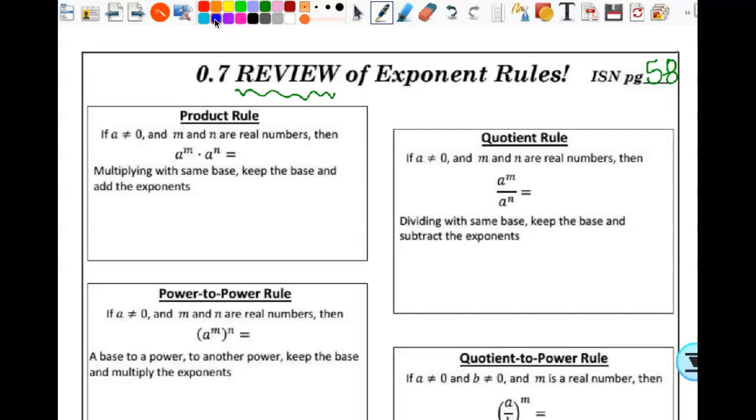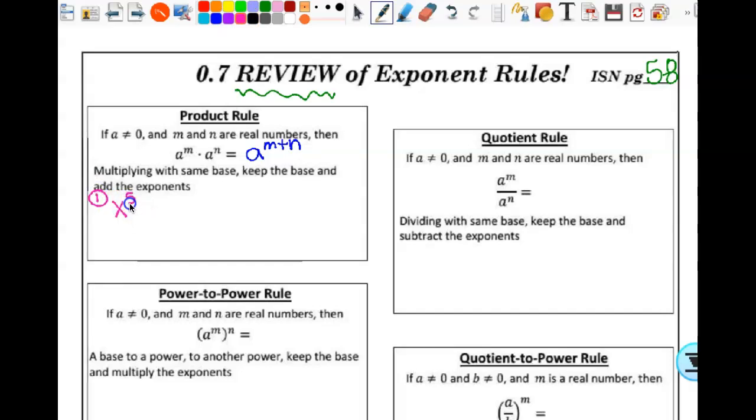Okay, so we're going to start with the product rule. If I have something that looks like this, a to the m power times a to the n power, what do you do with the exponents? Add them. So this is a to the m plus n power. Okay, we're going to do a few examples here.